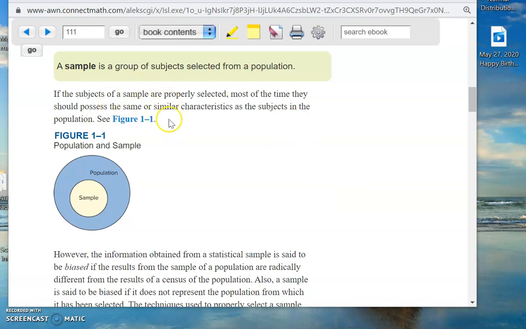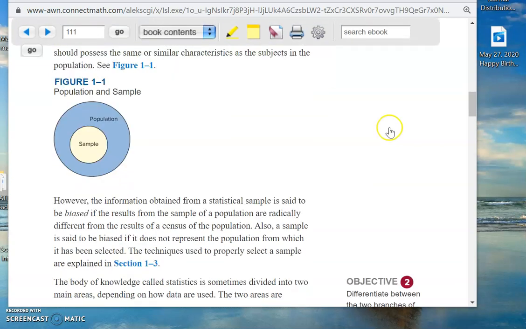All right, so right here, this sentence is very important. If the subjects of a sample are properly selected, in other words, you're taking a sample from the population, and you do it properly, most of the time the subjects should possess the same or at least similar characteristics as the subjects in the population. Okay, so what does that mean? Let's take the population of the United States, or I'm sorry, let's use a little bit different example.